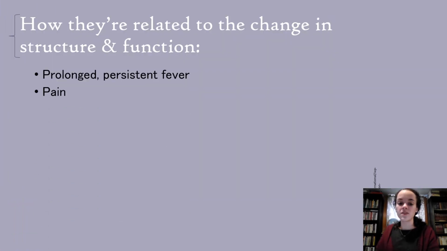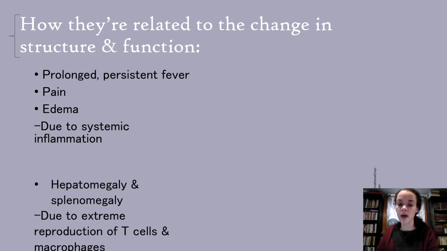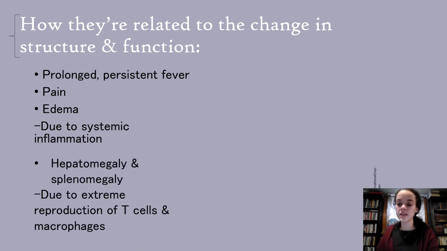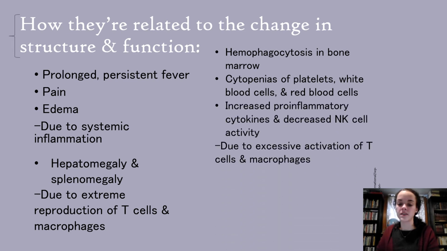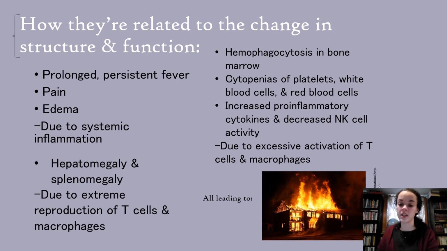So the prolonged persistent fever, pain, edema, those are all because of the inflammation that is throughout the body. The enlarged organs and enlarged lymph nodes are because there are too many of the T cells and macrophages in the body. And then these 3 longer symptoms are because the T cells and macrophages are going berserk and doing their job too much. And that all leads to essentially the immune system setting the body on fire. So it is very serious, and unfortunately it can lead to death. MAS is always serious, and it can be fatal.